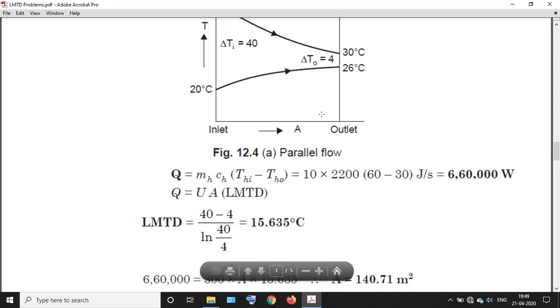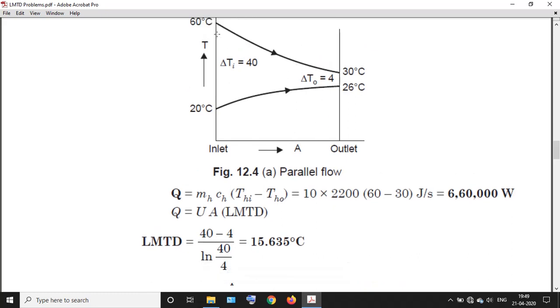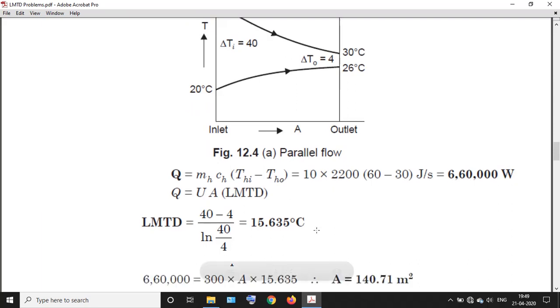You can either remember your formulas with respect to the temperature profile, or you can directly substitute the equations available in the data book. Both ways will be correct. Be careful that you substitute the proper temperatures. So you will get the LMTD value as 15.635.